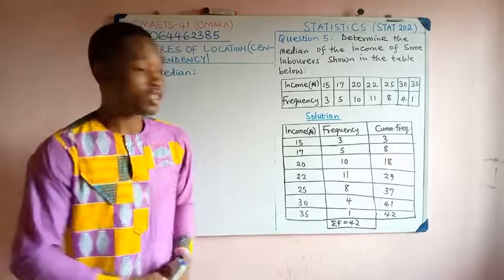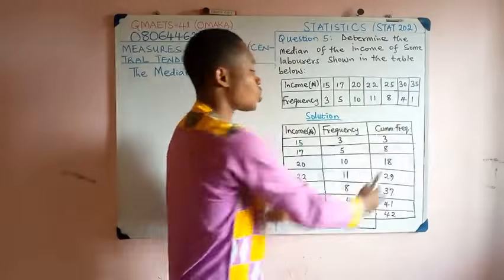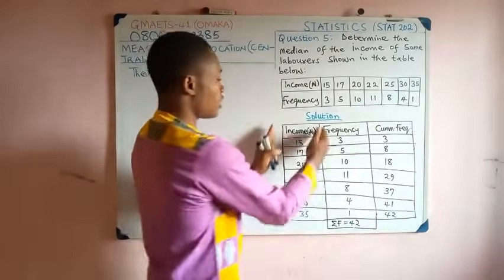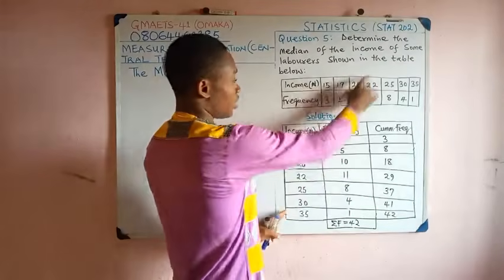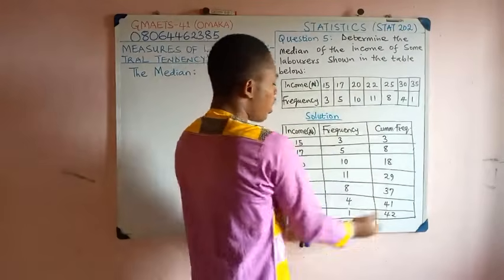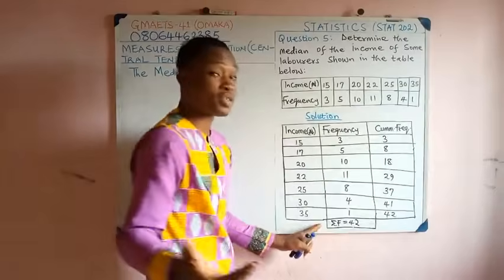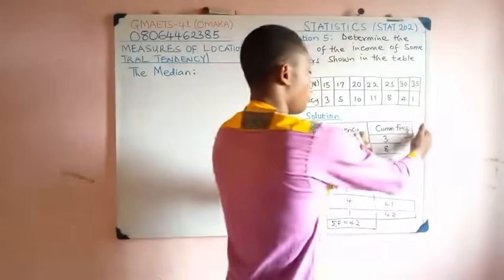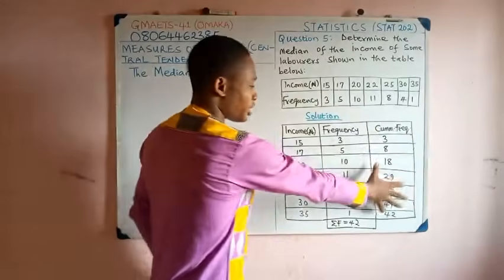Alright, you know that the first thing you need to do in solving is to create and complete your cumulative frequency column, right? So you could see that I brought down the income, look at them, okay? Then your frequencies, of course I have to find summation of the frequency. That is the frequency is 42 here if you add up these. Then this is the cumulative frequency column created and completed, as you can see.